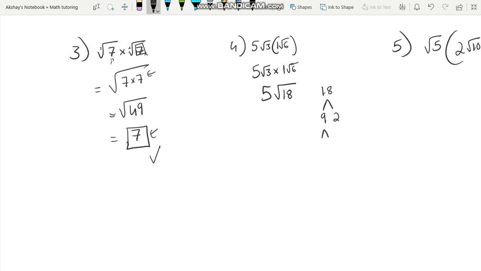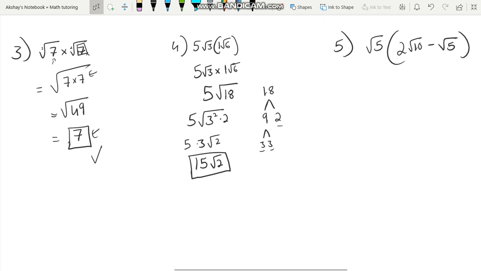9 and 2, 3 and 3. So my prime factorization is 3, 3 times 2. So I have 5 times 3 squared times 2. The square root of 9 is 3, so I can take out my 3. 5 times 3 root 2. So I have 15 square root 2. Perfect. So that was my answer for that question.